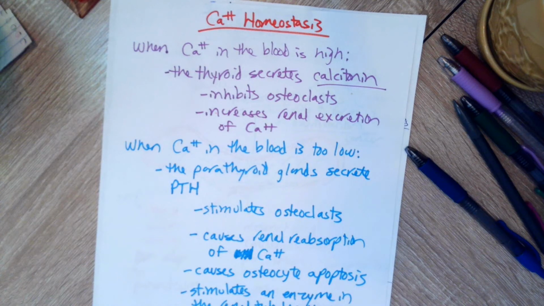When we're talking about calcium homeostasis, we're talking about a main function of your bones, because it's very important that we keep our calcium levels in our blood steady. We don't want this to be too high, we don't want it to be too low, because calcium affects a lot of different functions in the body.